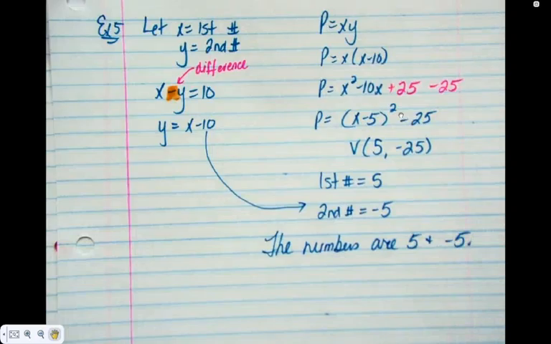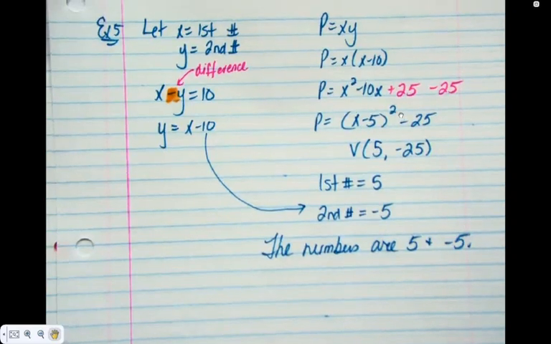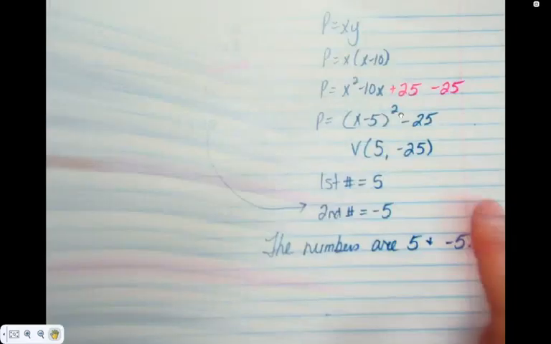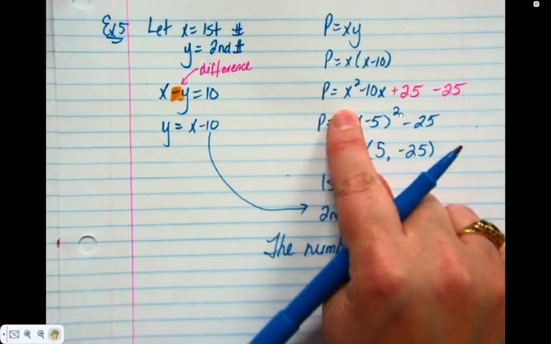Do you see the similarity between 4 and 5? Which you should see now the similarity with dimensions. It's the same steps every time. We're just changing what the equation looks like and what the number looks like. So when it says the product is a maximum, how does that affect it? This already turned out to be a down parabola, so it will be a max. This turns out to be an up parabola, so it will be a min.